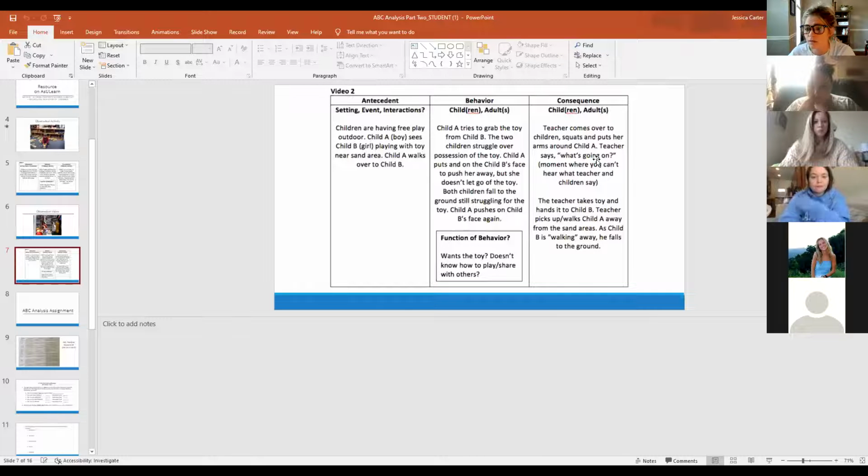And the consequence here was different than in the first video, because a teacher did come over to the children. She squatted down, put her arm around child A, and asked what is going on. There's a moment where you can't really hear what they say, but then the child takes the toy, gives it back to the child it was taken from, and removes child A from that area, right?